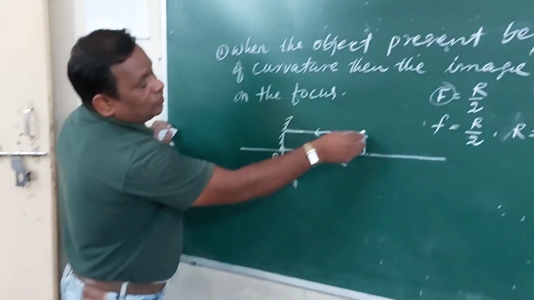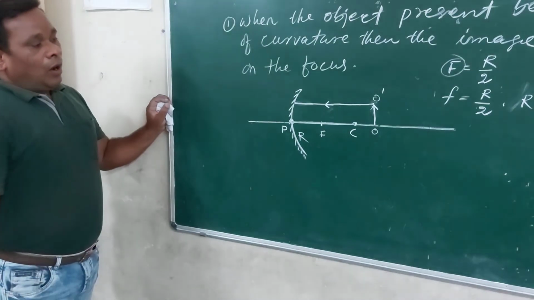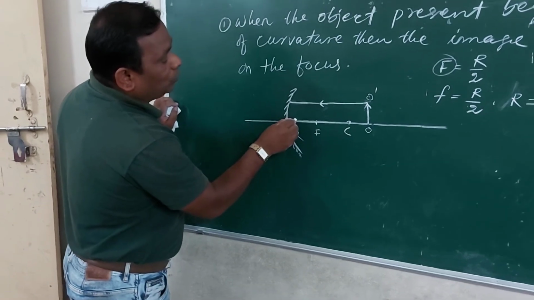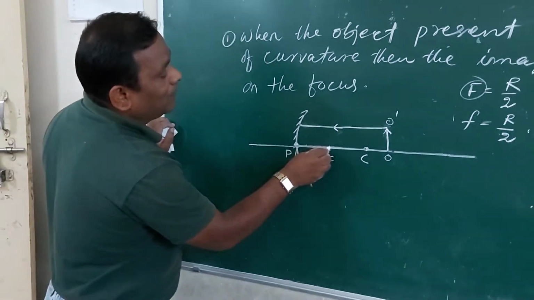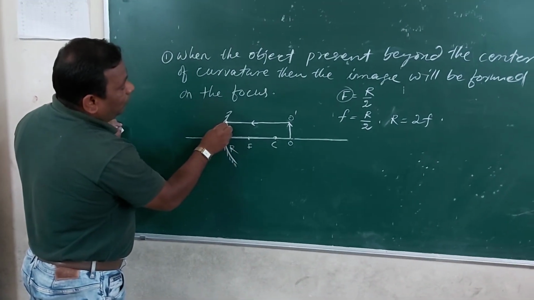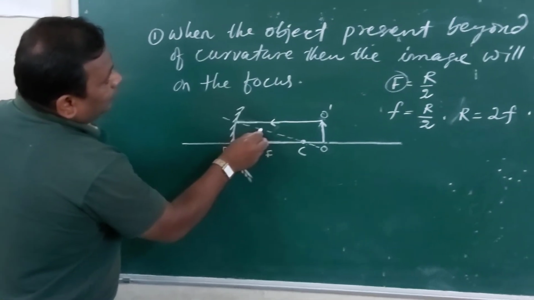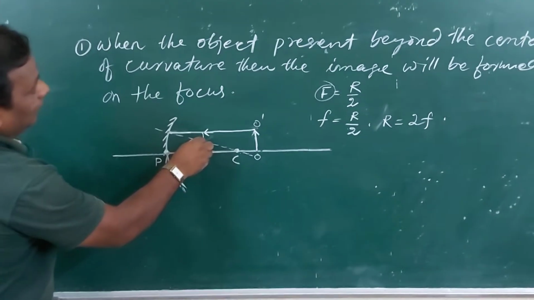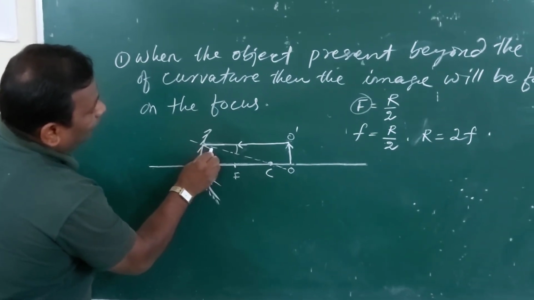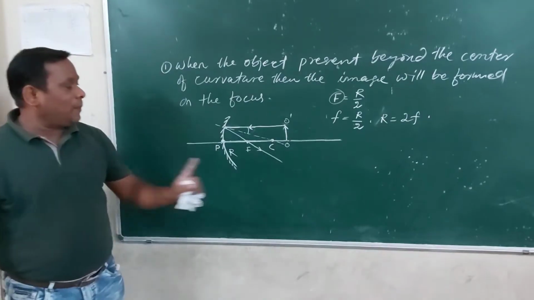So this is the incident light ray coming from the object, that is O and O dash represents the object. When the incident light ray is parallel to the principal axis, the reflected light ray will pass through the focus, because you know that from the center of curvature to the point of incidence, when you draw the normal line, the incident light ray forms the angle of incidence with the normal, and the angle of incidence is equal to the angle of reflection. That's why the reflected light ray passes through the focus.